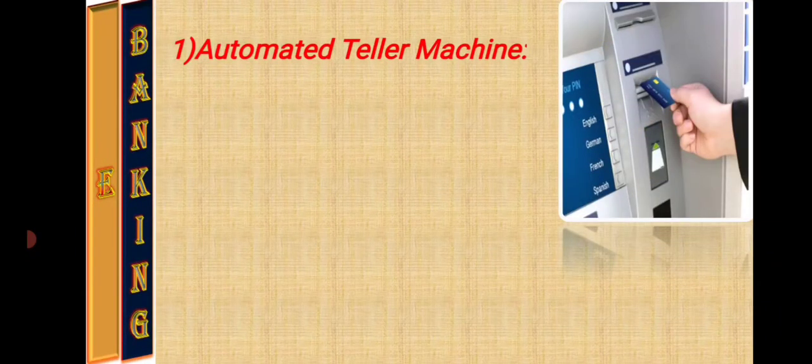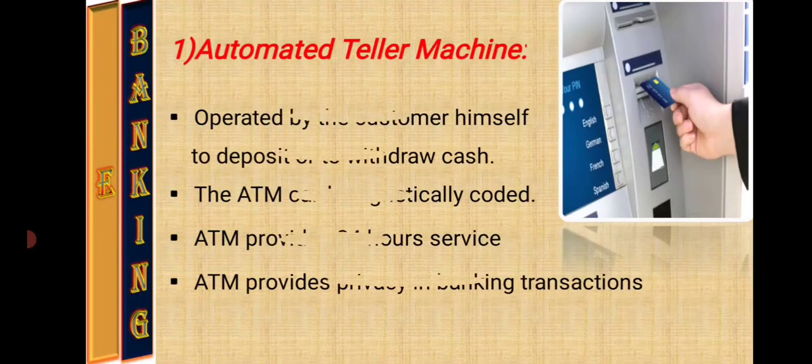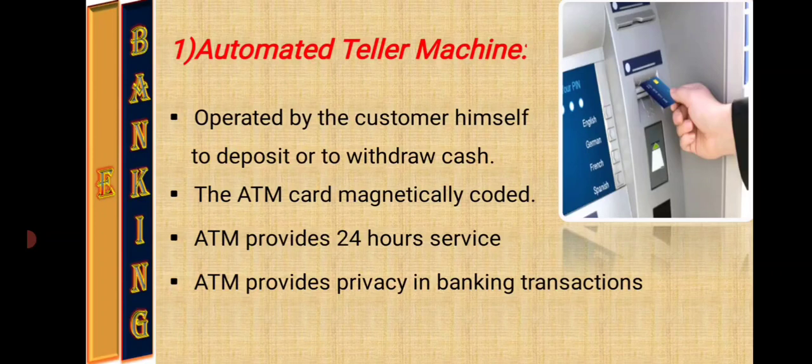Automated teller machine. We commonly know it as ATM. You may say all-time money, but that is not right. What is the long form of ATM? Automated teller machine. ATMs are electronic machines which are operated by the customer himself to deposit or to withdraw cash. It can be used for other banking transactions also, such as balance inquiry, transferring money, request for checkbooks or bank statement, etc. For using an ATM, the customer has to obtain an ATM card from his bank.